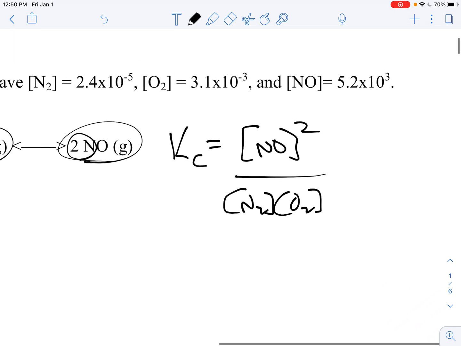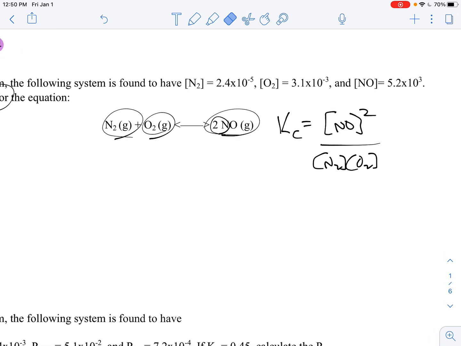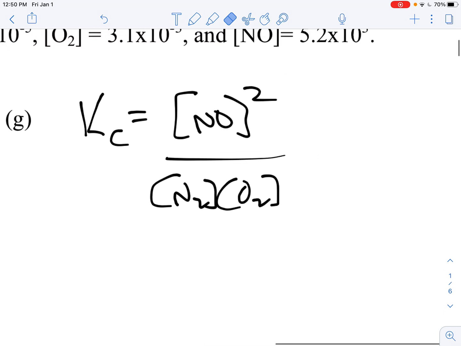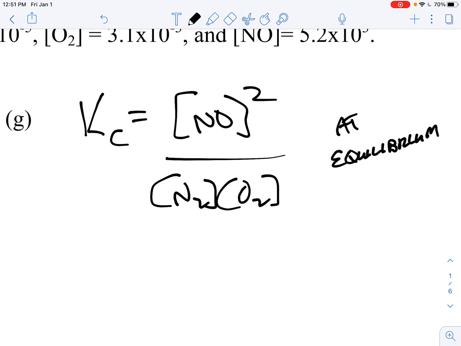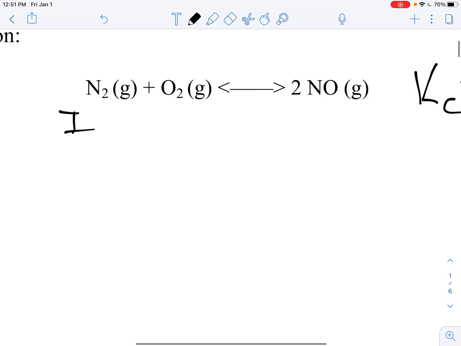Now, it wants me to calculate Kc. So if this is what I want, then I need to know that number, and that number, and as soon as I know those 3 numbers, I'm in good shape. I'm done. But here's the thing. I need to know those numbers while they are at equilibrium. Those are the only numbers that work when they are at equilibrium.